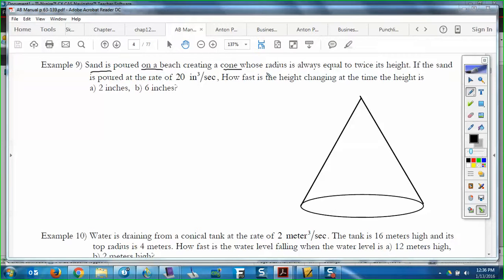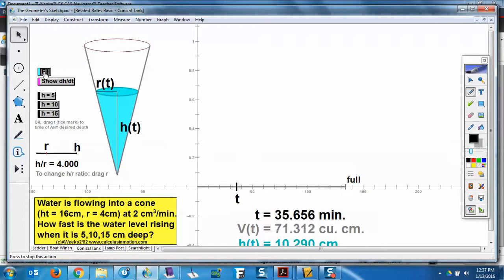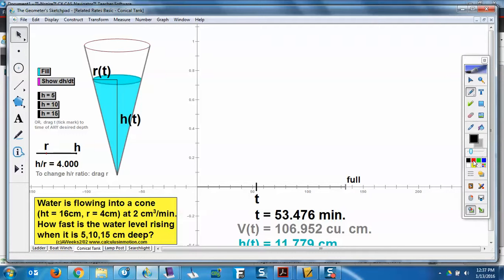But notice the very first sentence. It says it creates a cone where the radius is equal to twice the height. It says always equal to twice the height. So I'm going to write that down. One thing about a cone, you talk about similar triangles, that would be the case, right? As this cone grows, actually it would probably make more sense for me to go back to this other picture real quick. As the water fills, you can see how you're going to have similar triangles.